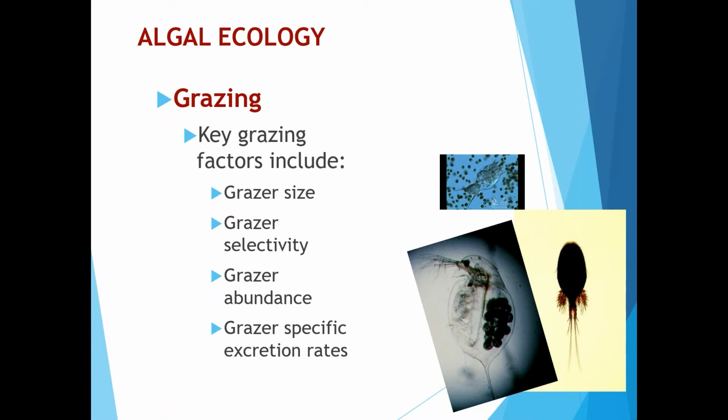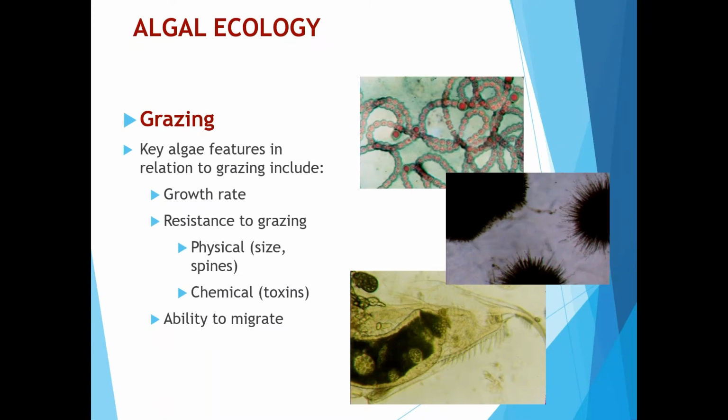Calanoids will go for whatever they can get. Key algae features, so what your growth rate is. Do you have resistance to grazing? Do you have resistance either because you're big or because you have structures that make it hard? Is there allelopathy going on? So the big question about algal toxins, right? Is there a reason for that? And is that supposed to deter grazing?